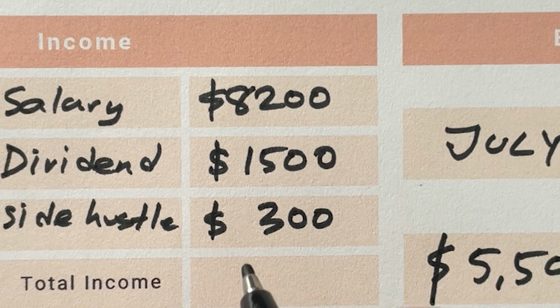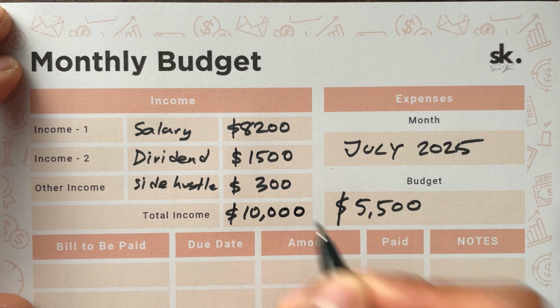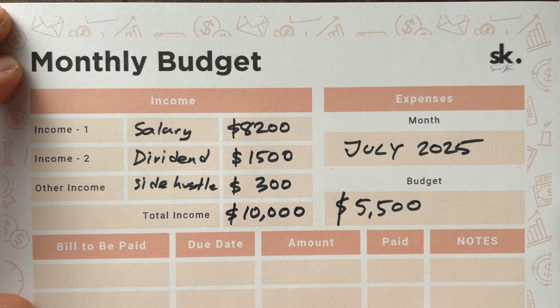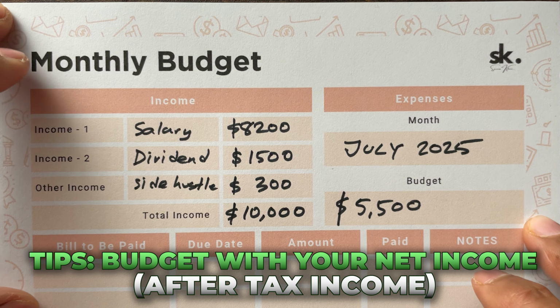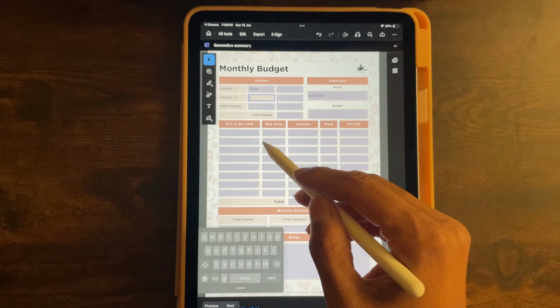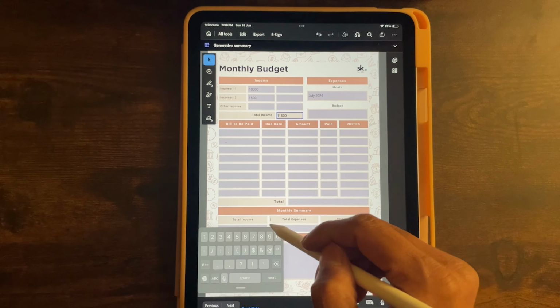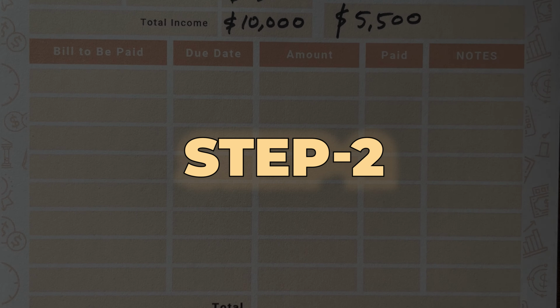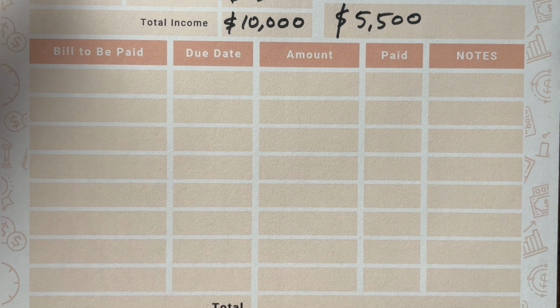And then of course you will want to add up all your income and be sure to write down the total amount. Just a small tip here, budget with your net income. So that's the money that is coming to you after taxes. It's easier that way. By the way, this template comes as a fillable PDF as well. If you prefer using it on an iPad or your laptop and keep it digital, that's also possible with this template.